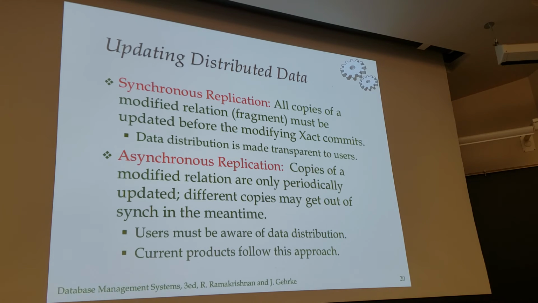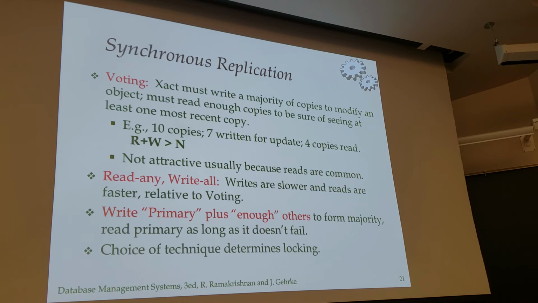Again, it may take a little bit longer, but failures aren't that often, and I will try to bring something back in case there is a failure so that I can proceed. So here it is: voting. A transaction must write a majority of the copies to modify an object, and must read enough copies to be sure of seeing at least 1 current copy. For example, with 10 copies, following the rule I described, suppose you write 7 and you read 4. R plus W greater than N, so the R set and the W set must intersect. I'll always be able to read the most recent version.